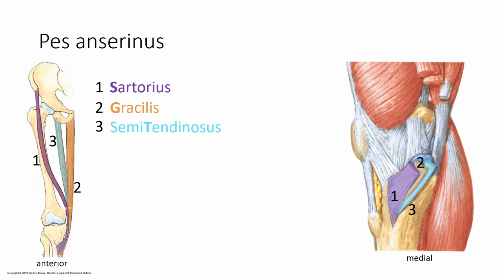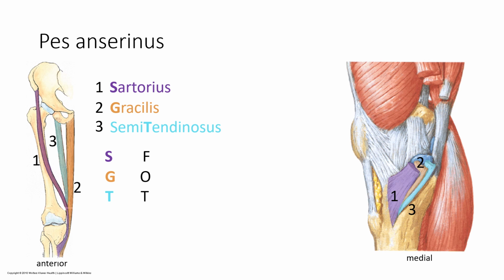A handy mnemonic to remember the muscles of the pes anserinus is Sergeant Fought. So our SGT all comes from our sartorius, gracilis, and the T of semitendinosus. And the FOT just corresponds with each of the muscles. So our F goes with the S, our O goes with the G, and our T goes with the T.